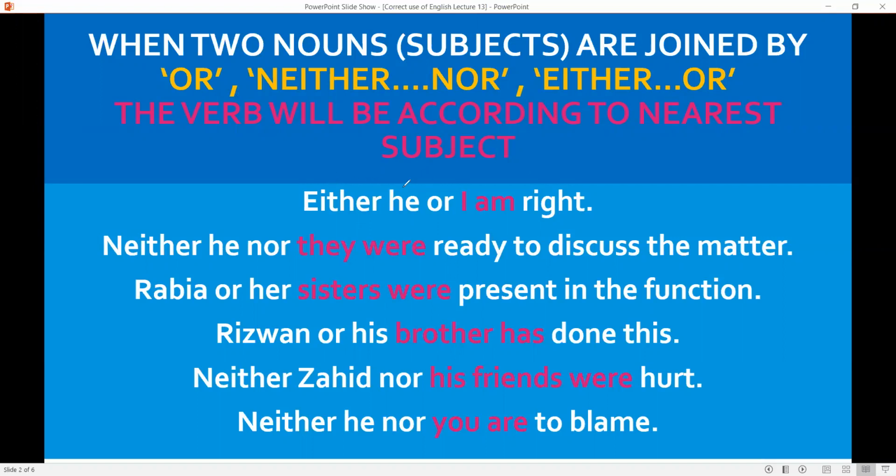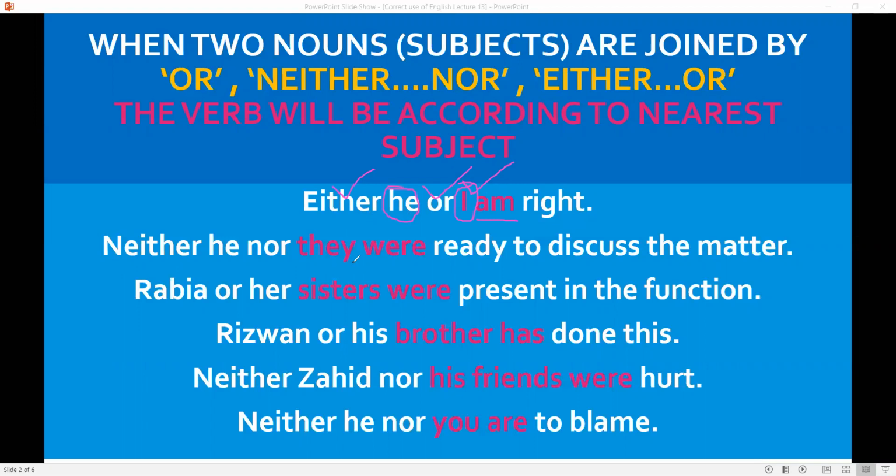Two nouns, he and I, are joined by either and or. The verb will be according to the nearest subject. I is the nearest, so the verb will be according to the I. Either he or I am right.